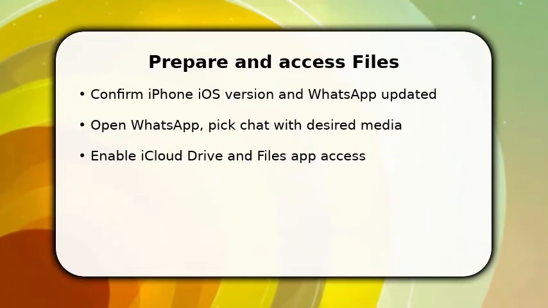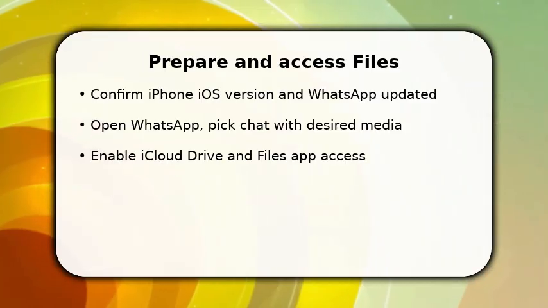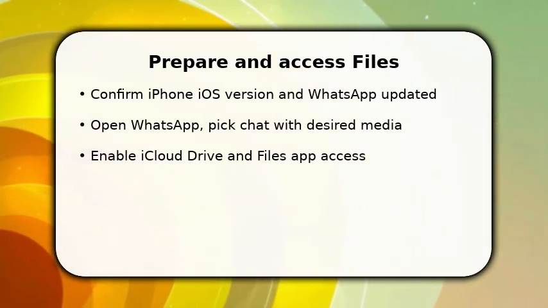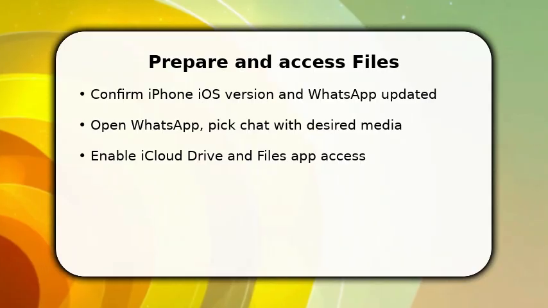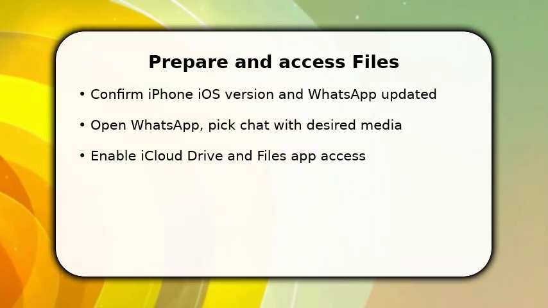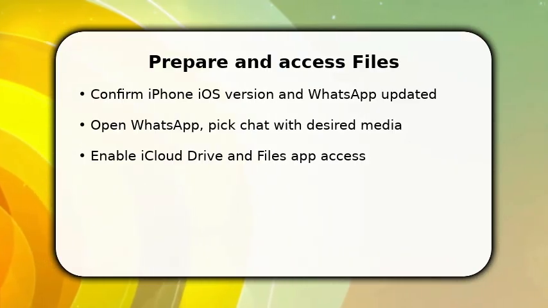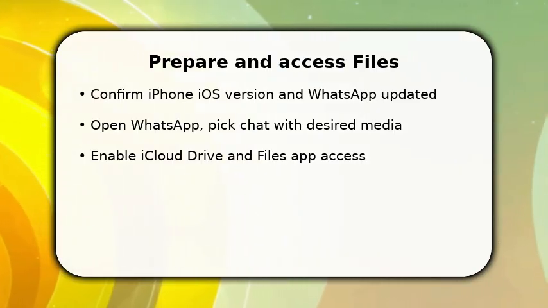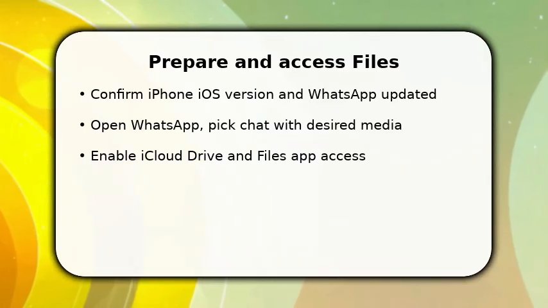You'll start by preparing the phone so media is discoverable. Open WhatsApp and go to the chat that contains the images or videos you need. Once done, make sure iCloud Drive is enabled and the native Files app has permission. This lets you export or save items outside WhatsApp.